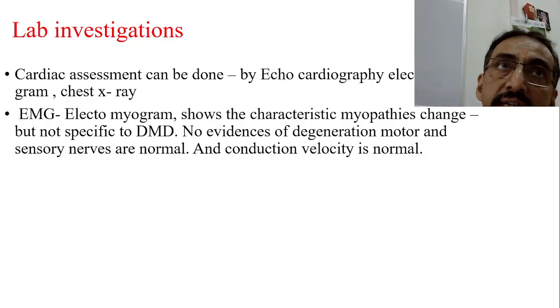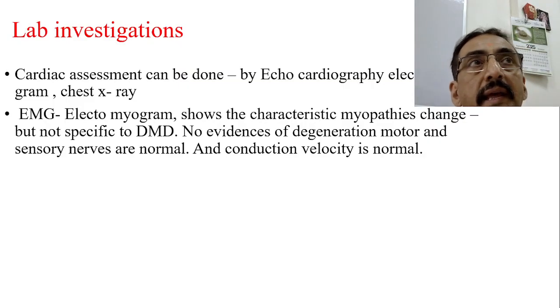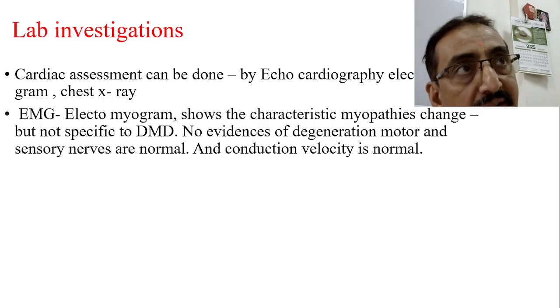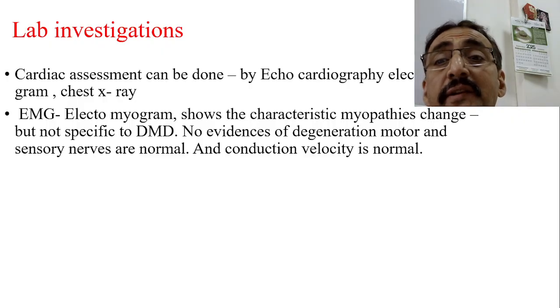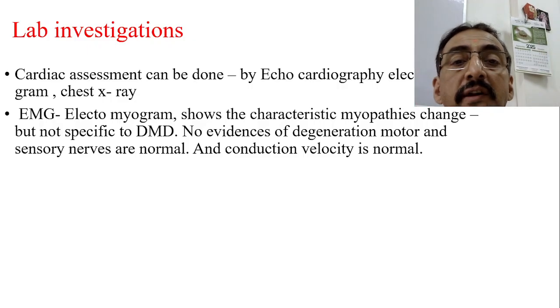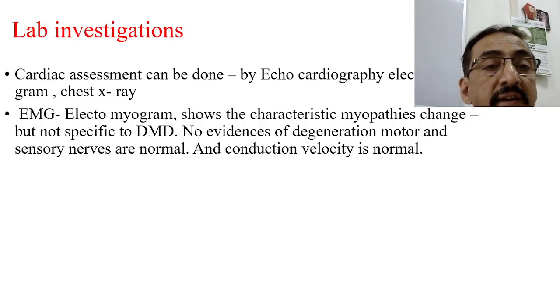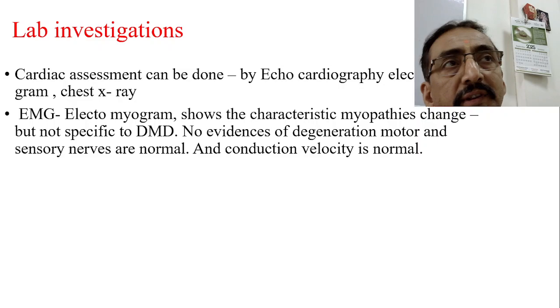One more lab investigation which can be done is a cardiac assessment. The cardiac assessment can be done by echocardiography or electrocardiogram, chest X-ray, etc. EMG, electromyogram, shows the characteristic myopathies. In the first slide I also explained the differentiation between myopathy and neuropathy. So it shows the characteristic myopathy changes but not specific to DMD. In general it can say yes, myopathy is going on.